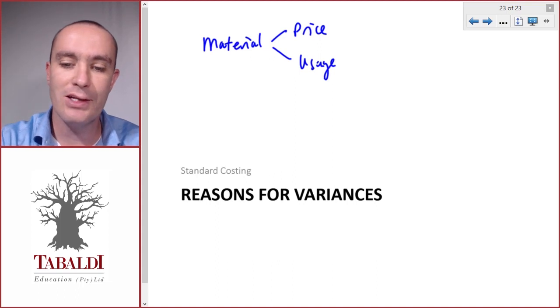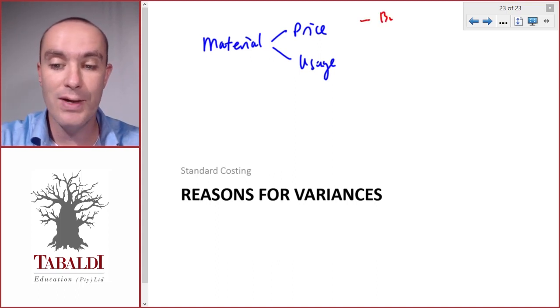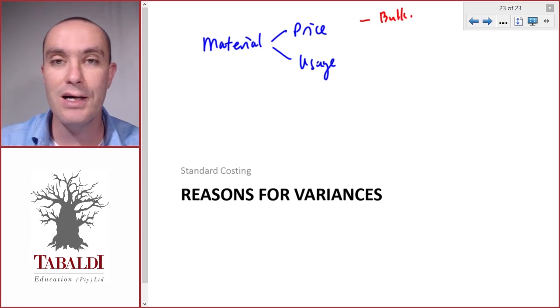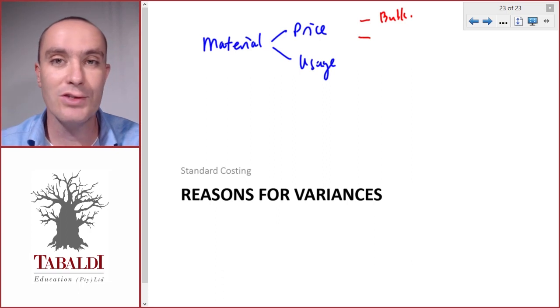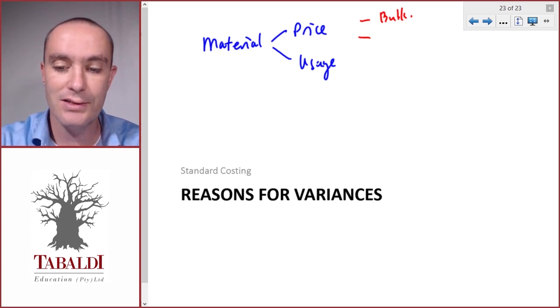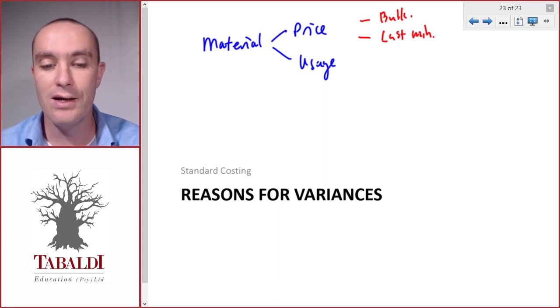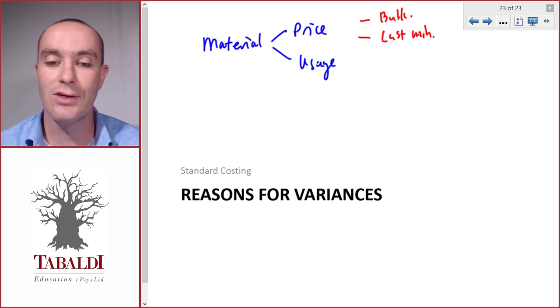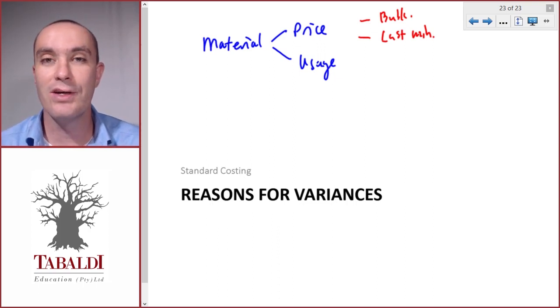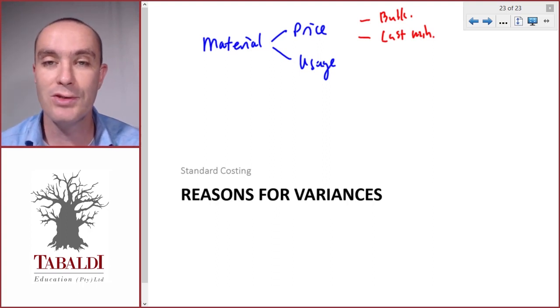So reasons could have been that we didn't take advantage of bulk discounts maybe, so maybe we didn't buy on time, or maybe we ran out of stock and we had to buy in a rush, so last minute orders might be more expensive, or there was just a price increase that we didn't anticipate, so then it's out of our control. So remember, some of the reasons will be within the control of whoever is responsible.